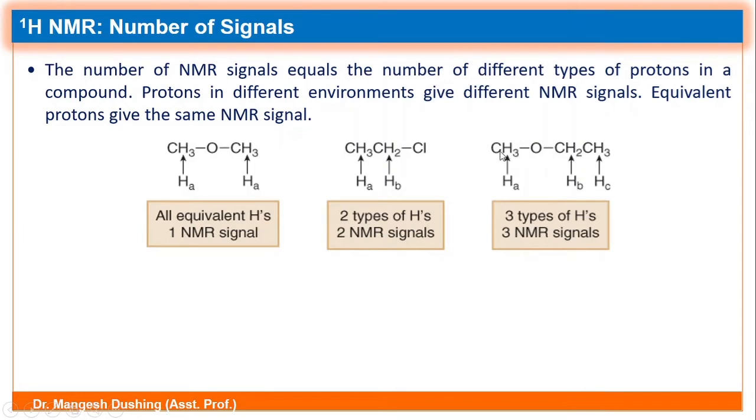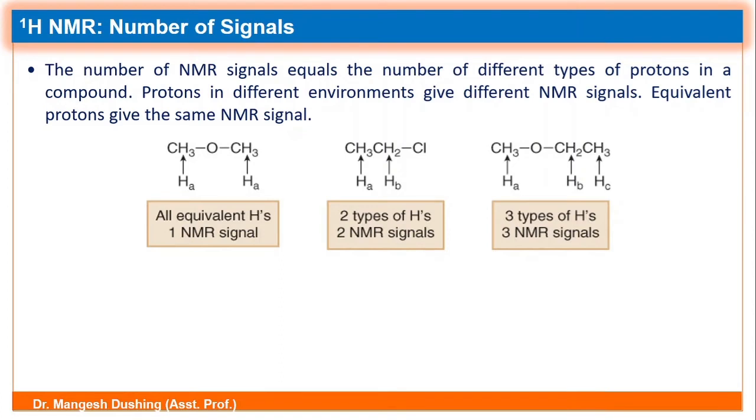This is a set of protons. 3 protons, one type. 2 protons, one type. 3 protons, one type. So how many types of protons? 3 types of protons, 3 sets of protons. So 3 types of protons give us 3 NMR signals.